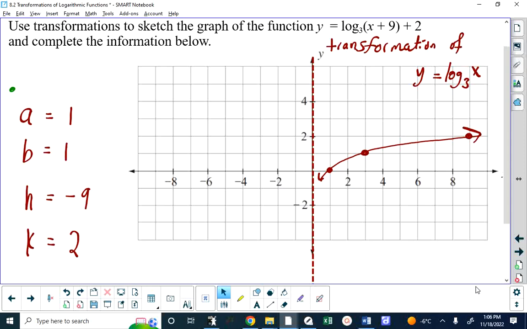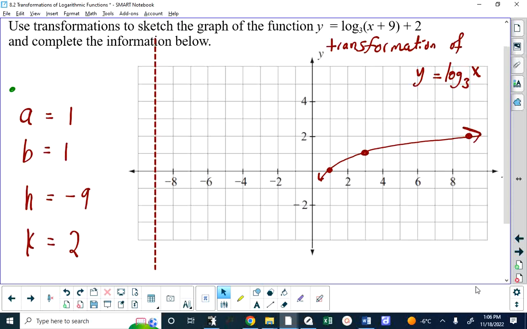And if I were to reflect this function in any way, the asymptote will still be there. What's the only thing here, Sasha, that would move that asymptote? H. So if h is -9, the asymptote is automatically going to be at that h value. It has to be. And now we can start shifting.